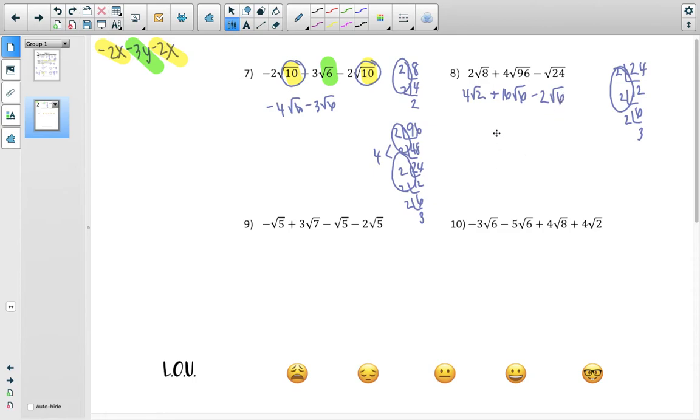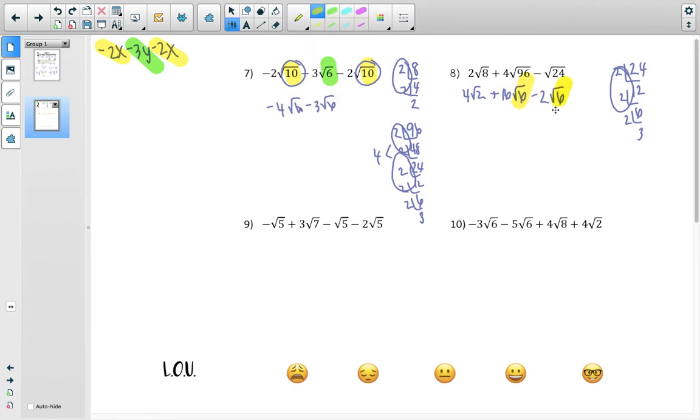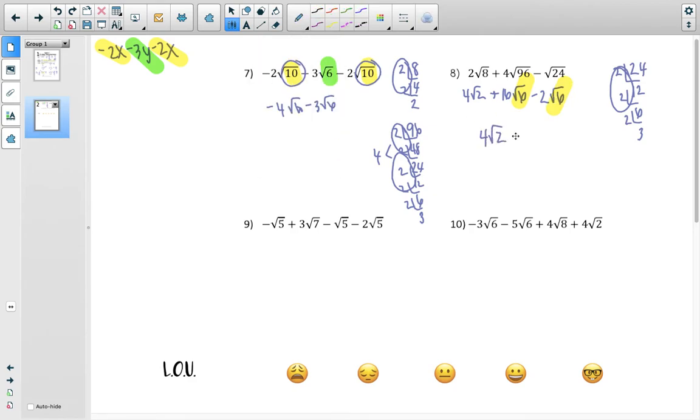root of 6. Now, kind of like the last problem, the only ones you can combine here are these two because they have the same type of radical. So it's 4 square root of 2, and it's going to be plus 14 square root of 6 because we're just taking the 16 minus the 2.